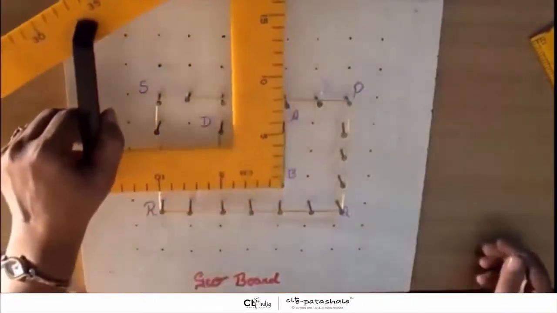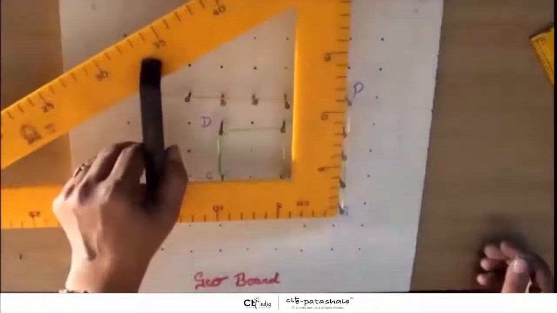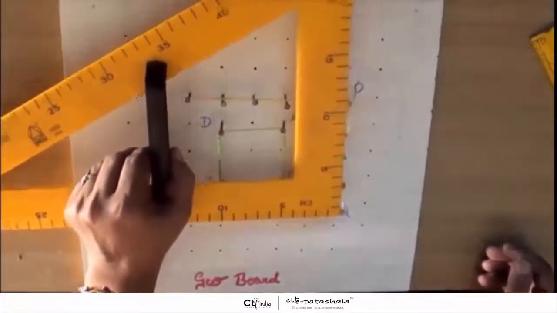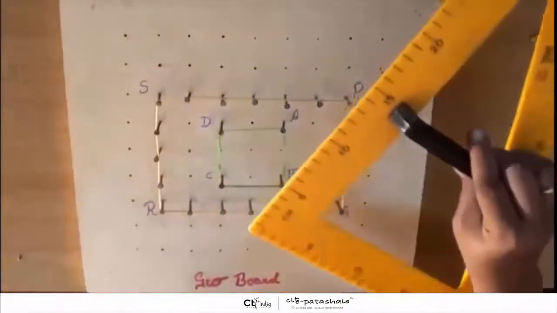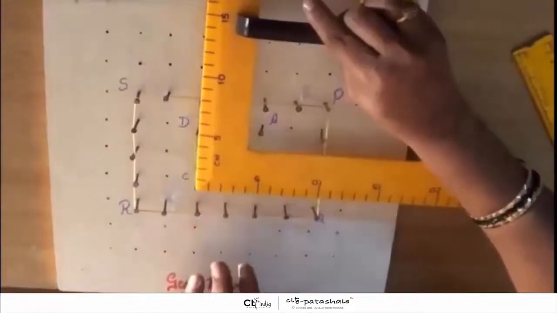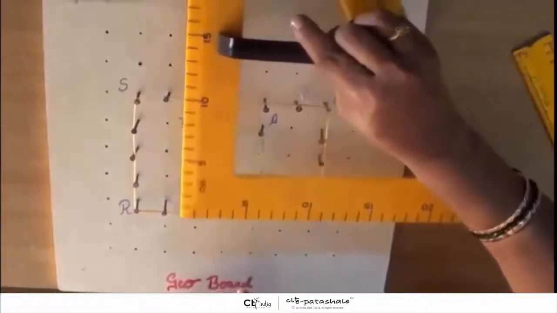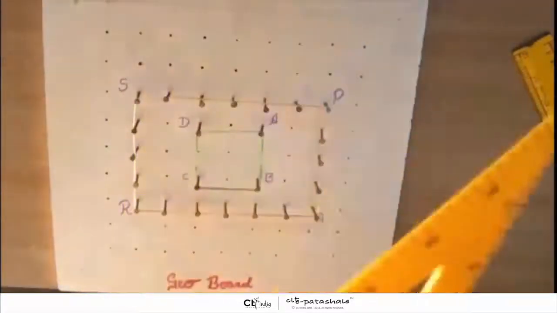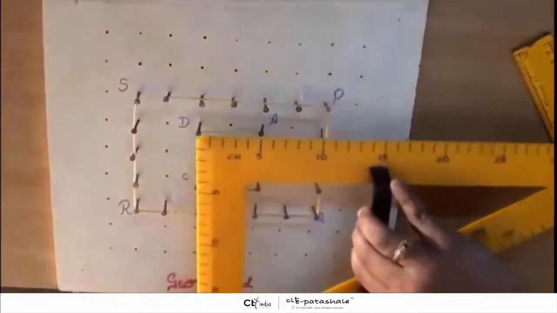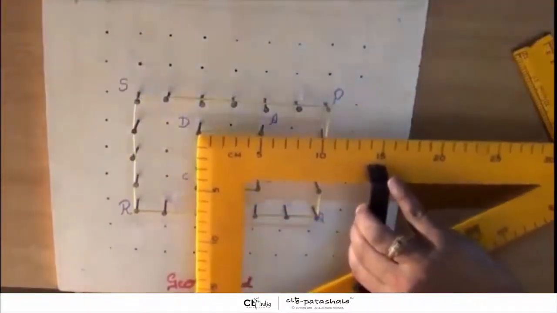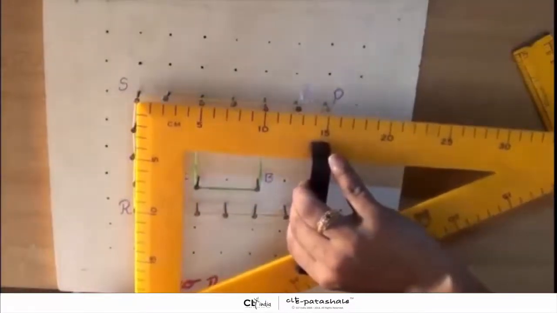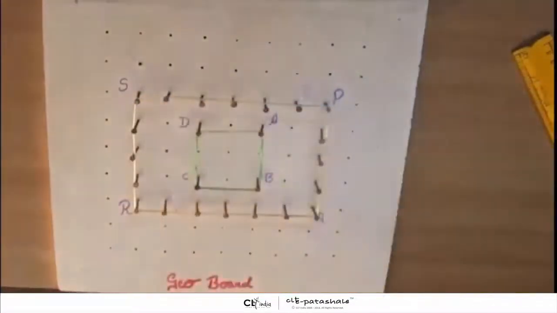Similarly, we'll measure angle B and angle Q, which is also equal to 90 degrees. Angle C and angle R, which is also equal to 90 degrees. Similarly, we'll measure angle D and angle S, and as you can see, it also measures to 90 degree. Now let's record our observations.